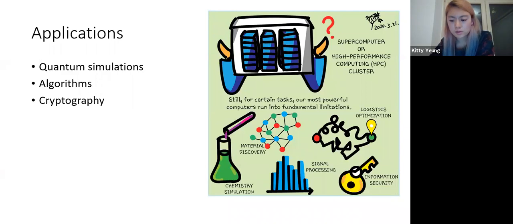So I was talking about these applications, and these are not the only applications that could be limiting the most powerful classical computers.